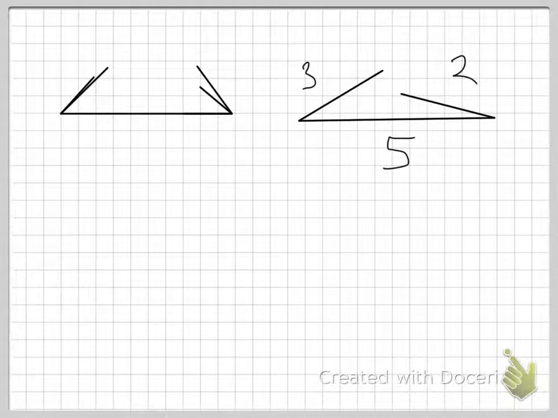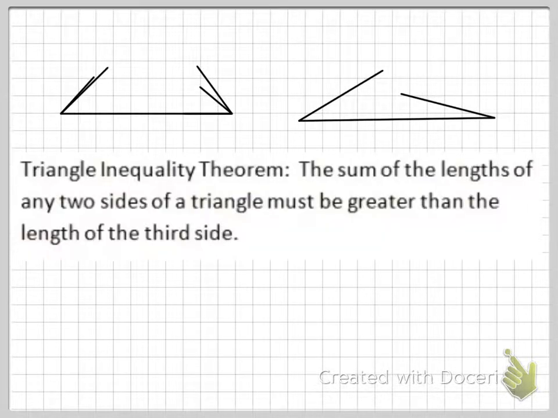So that brings to mind here that the sum of the lengths of any two sides of a triangle must be greater than the length of the third side. So that's the triangle inequality theorem. Okay, you can write that down and get caught up.